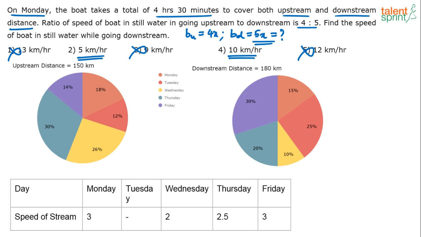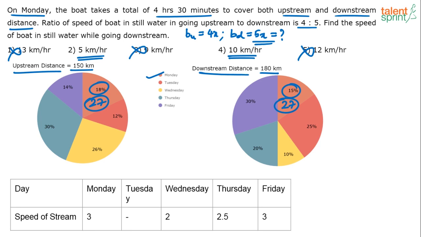However, let's do the complete solution now. So he's talking about Monday. Let's find out the distances on Monday. Upstream distance total is 150. Downstream distance total is 180. So Monday is what color? This orange color here, right? So 18%. What is 18% of 150? 27, right? And downstream distance, 15%. 15% of 180 is the same, 27. Yeah, 15% of 180 or 18% of 150 should be the same, 27. So the distances on Monday are 27.